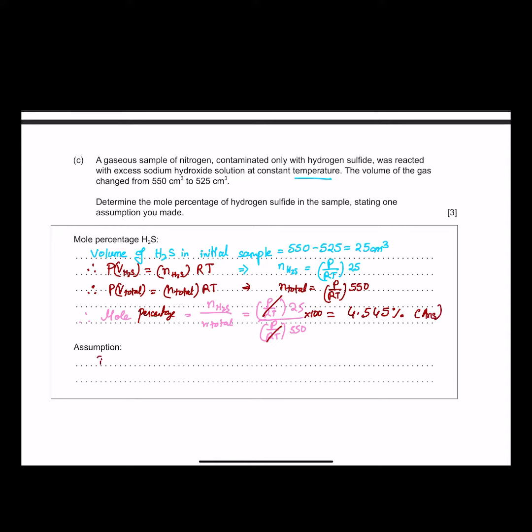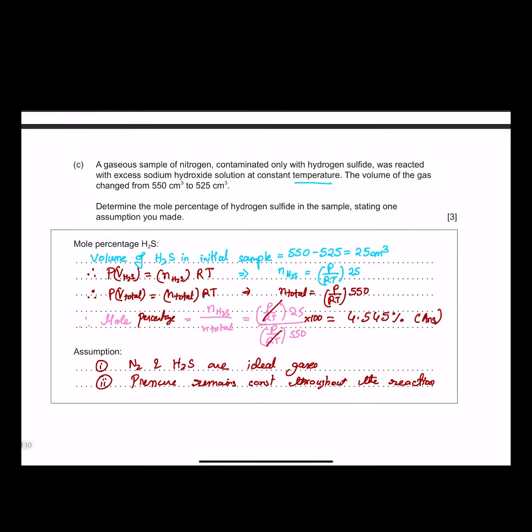Now what are the assumptions? The first assumption is that we have assumed N2 and H2S to be ideal gases. And secondly, we have assumed that pressure remains constant throughout the reaction. That's the answer to this question.